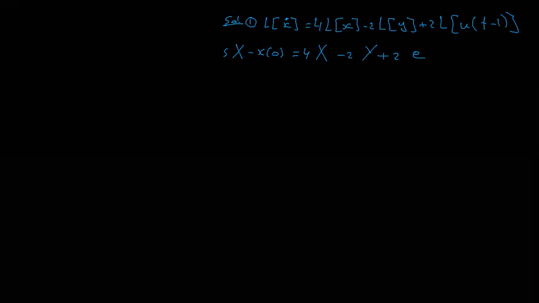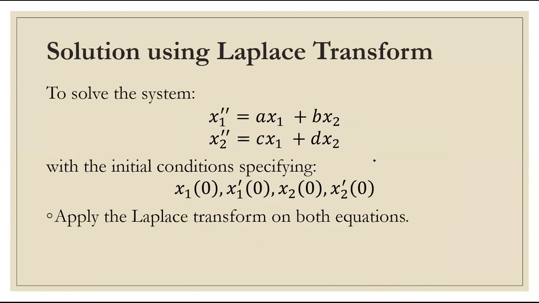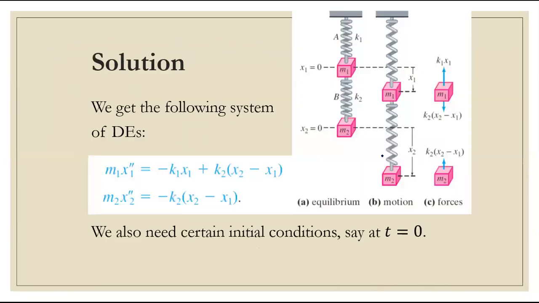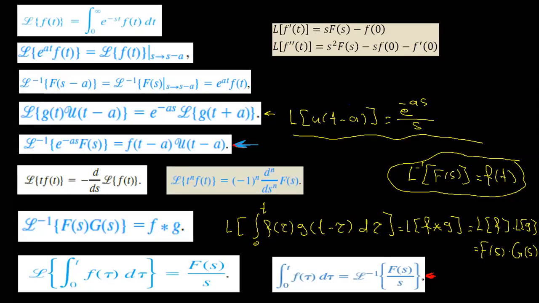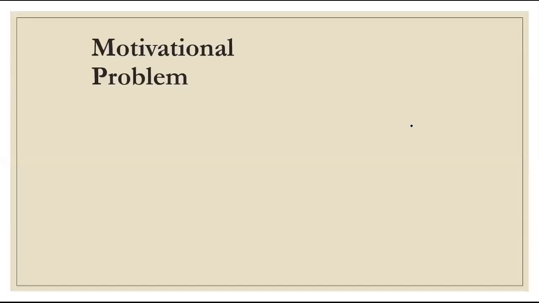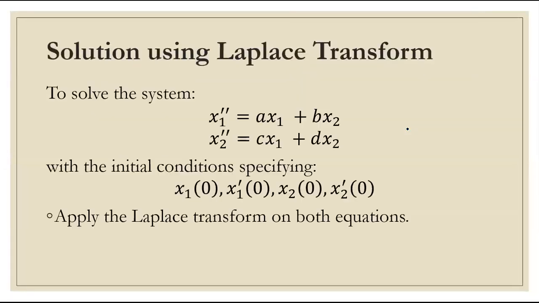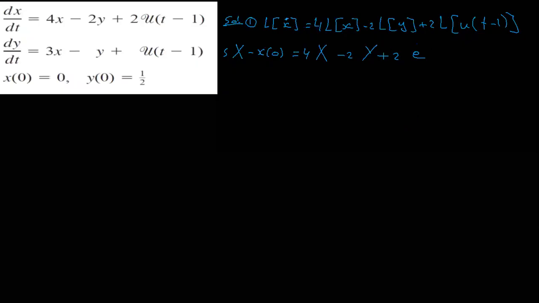Can I go back? Let me go back here and check the rule, please. Where is the Laplace transform of the unit step? It is given in this black slide, the yellow one here: e to the negative as divided by s. I'm going back. It is here. So e to the negative s, my a is 1, all divided by s.